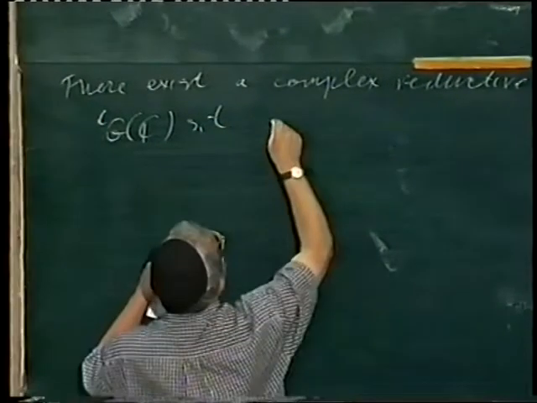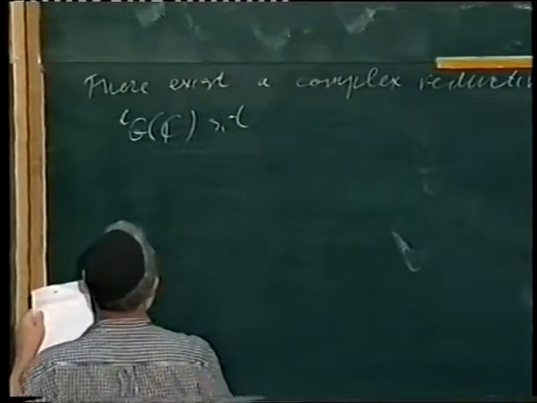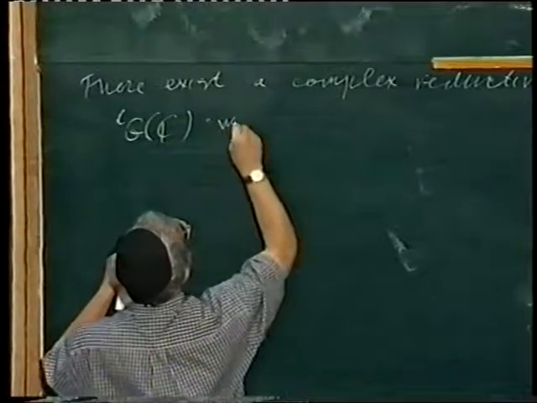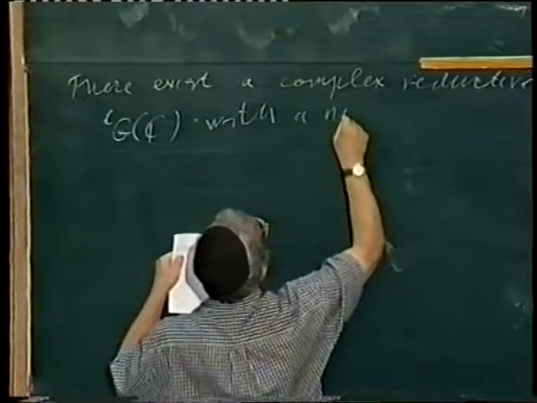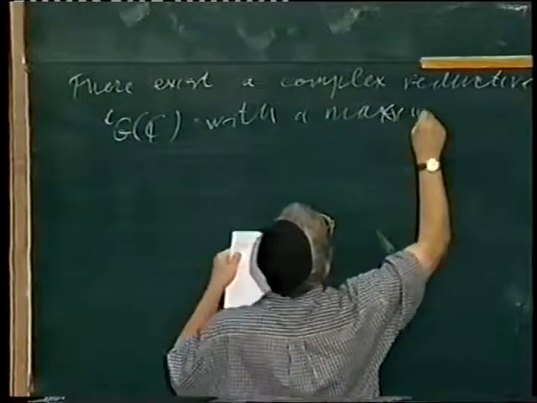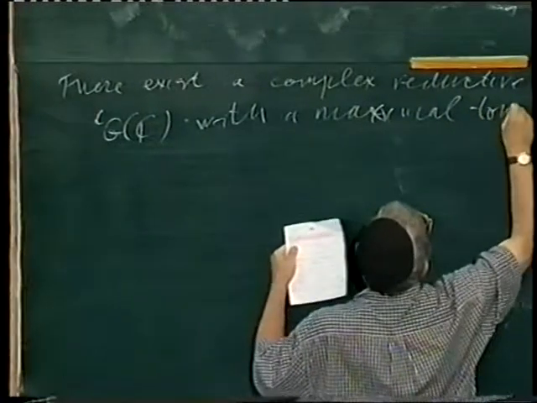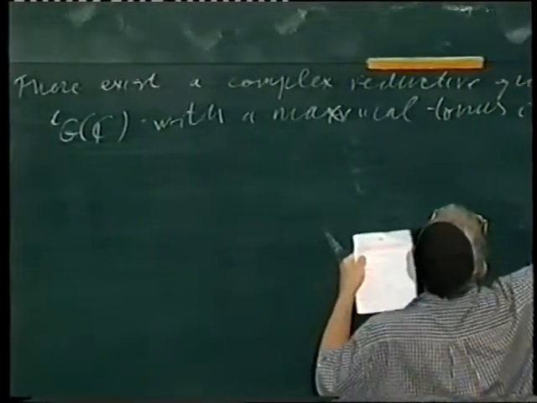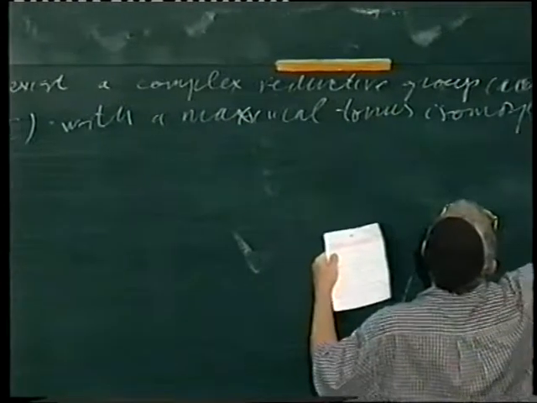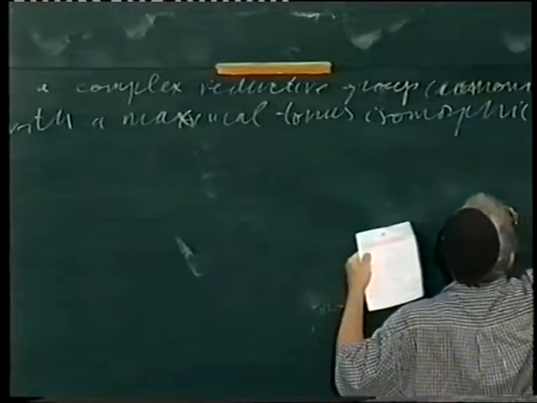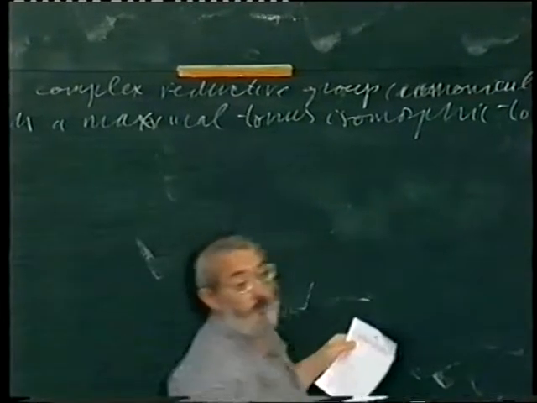GL of C, such that, let's say more precisely, with maximal torus isomorphic to T L of C. This is called the dual group. Canonical isomorphism. The construction gives you a canonical isomorphism.